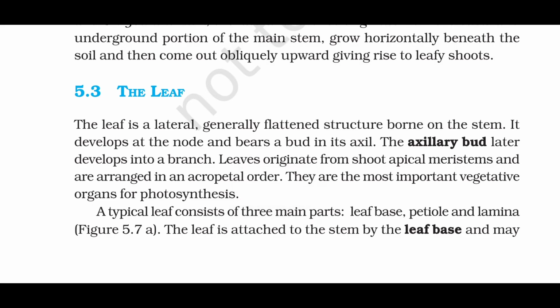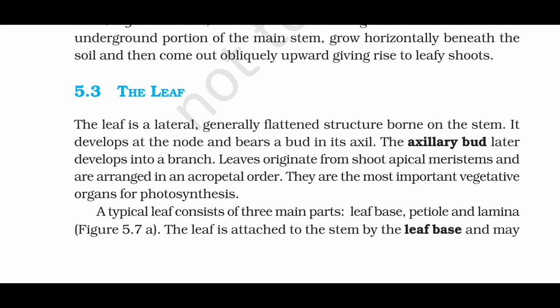In this video I'm going to start the leaf, and also explain venation, types of leaf, phyllotaxy and modification of leaf. So starting with the topic, the leaf. The leaf is a lateral, large, generally flattened structure borne on the stem. It develops at the node and bears a bud in its axil. The axillary bud later develops into a branch.